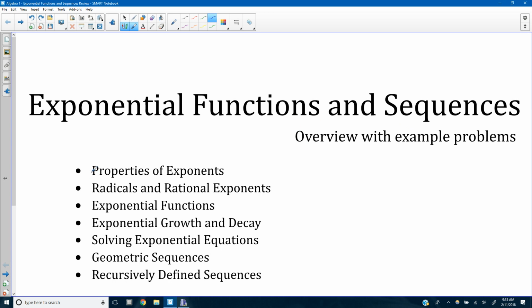So here are the sections that will be covered. Properties of exponents will be first, then radicals and rational exponents, exponential functions, more like the equations, graphing them, things like that, exponential growth and decay, some real-life models and understanding percentages with them, solving exponential equations, so like solving for x, and then these two are more the same thing, geometric sequences and then recursively defined sequences, though here we will also include arithmetic sequences. In geometric sequences, I think they ask you to observe and identify whether something's geometric or not, but that's neither here nor there. When we get to the bottom, you'll kind of see what happens there.